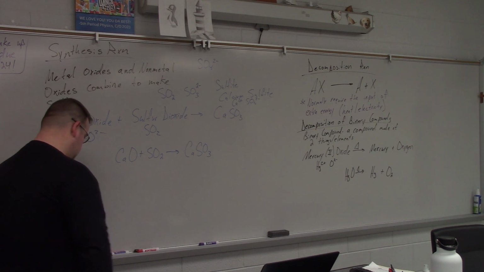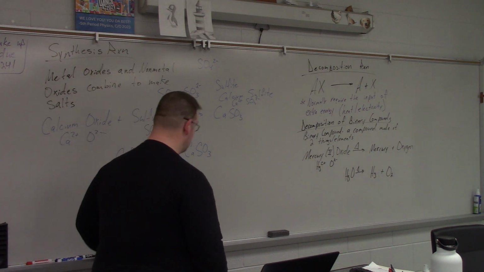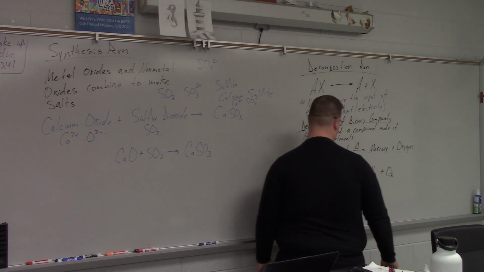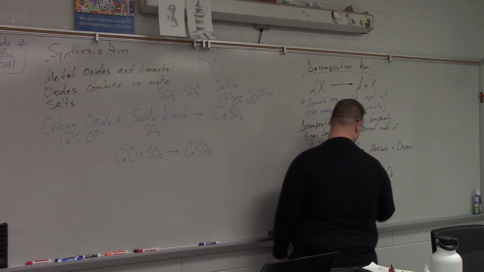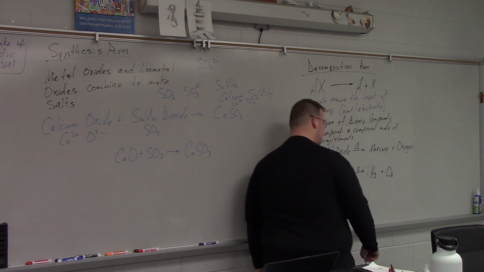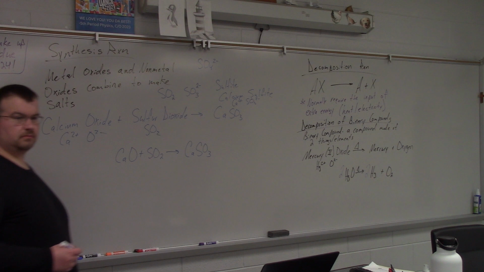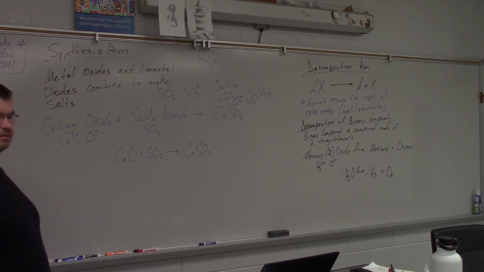Put a 2 in front of the mercury oxide. So 2 in front of mercury oxide, and then put a 2 in front of the mercury on the other side. Done? Simple enough, right?